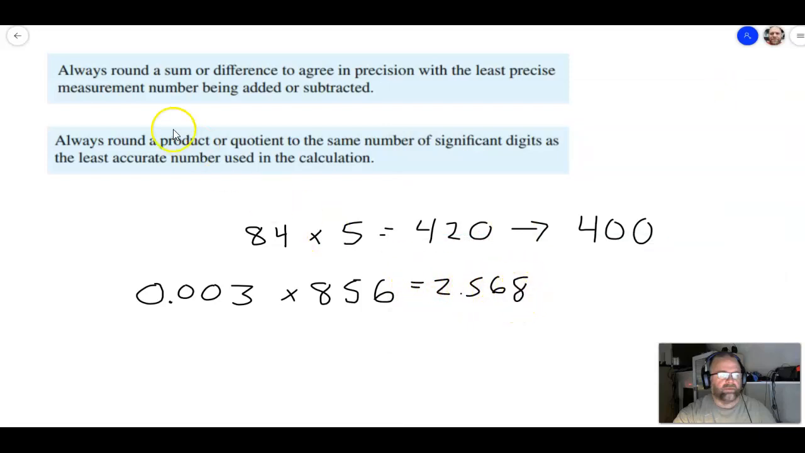So this is 2.568, but then we have to round it to the number of significant digits in the least accurate of these two numbers. Well, this one has 3 significant digits, but this one only has 1 significant digit. Why? Because we never count the zeros on the left. So we're only going to round this one to 1 significant digit, which would be that first one. So this would round to 3 because the 5 makes it go up to the next number there. So this would just round to 3.